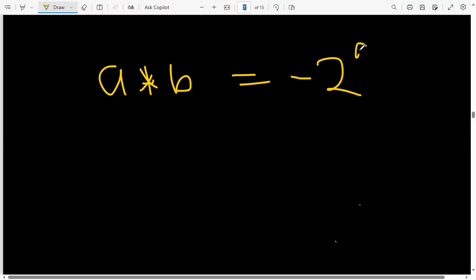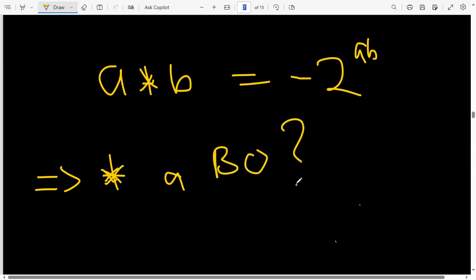So I'm going to give you an assignment, and you submit it. The assignment is: if the binary operation is defined by A star B equals minus 2 to the power A multiplied by B, the question now is, is this star a binary operation? This is the simple question. This is your task, so you can screenshot and then send in the group.